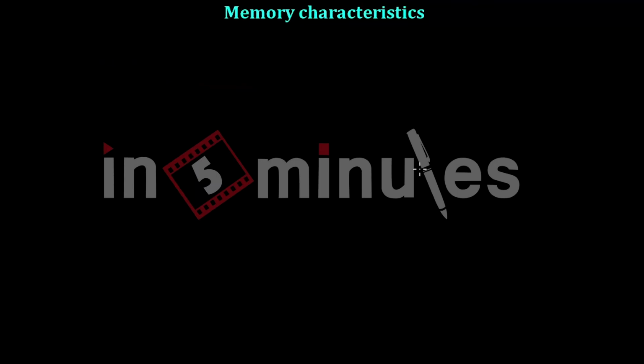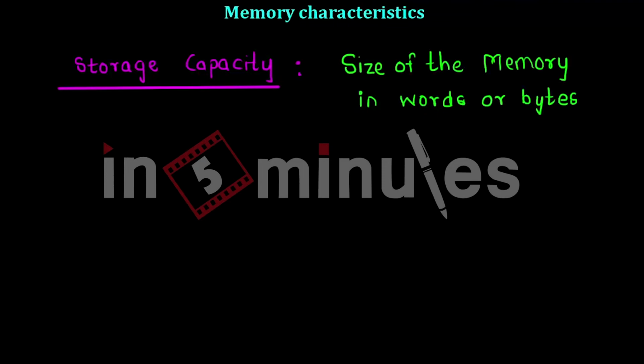In this video, we are going to talk about various memory characteristics and the trade-offs present in the memory parameters. The first characteristic we are going to look at is the storage capacity of a memory. Storage capacity is nothing but the memory size expressed in bytes or words. When we say a computer has a 4 GB RAM, that means the 4 gigabytes is the storage capacity of that particular memory. So the storage capacity of the memory is a very important parameter as it decides the address space of that particular memory.